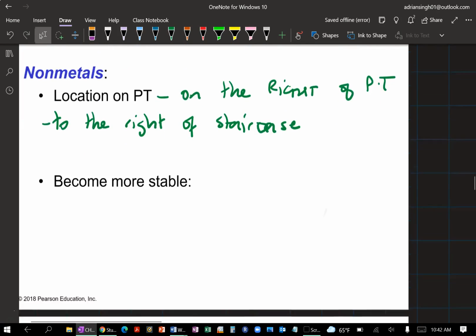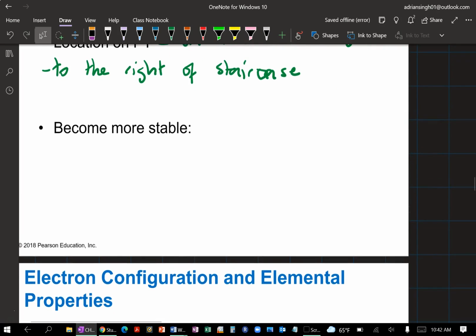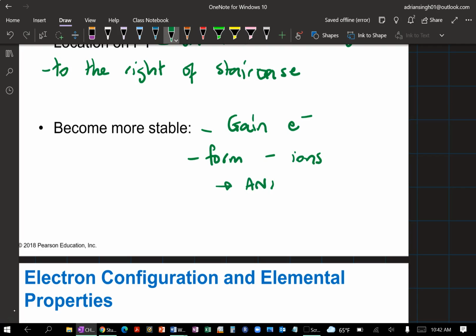So how do your non-metals become more stable? Well, they do the opposite of the metals. They tend to gain electrons, and by gaining electrons, by gaining negative charges, they will form negatively charged ions, which we call anions. Okay, so metals tend to lose electrons to form positive ions. Non-metals gain electrons to form negative ions, which we call anions.